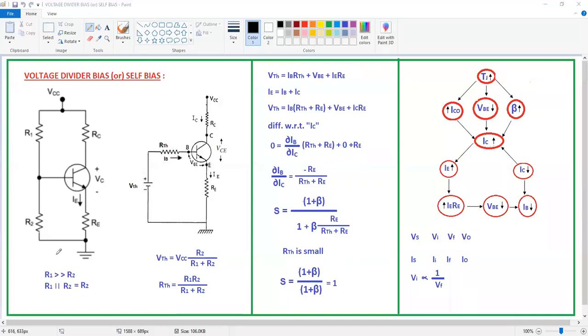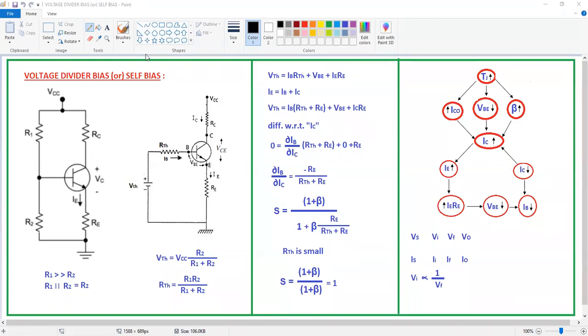If you take it like that, what will happen to the total resistance? Here R1 and R2 are both connected in parallel. The parallel combination of these two resistors R1 and R2 is R1 R2 by R1 plus R2. The parallel resistance of R1 and R2 will become approximately equal to R2 only. That means a very small value. Here I have already taken R1 very much greater than R2. Because of that, the parallel combination of R1 and R2 is approximately equal to R2, a very, very small value.